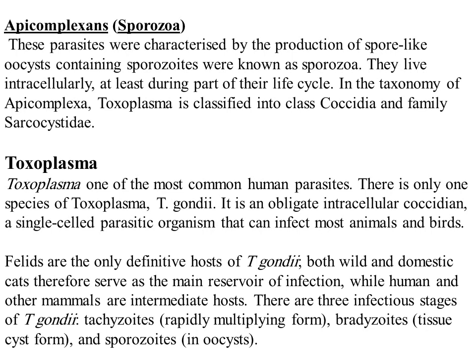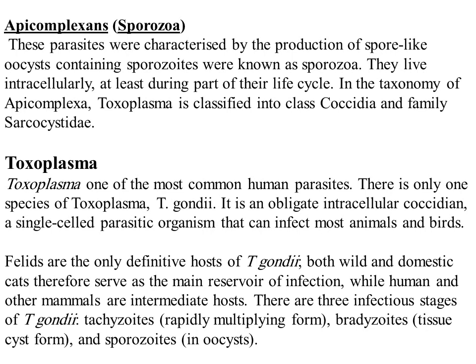In the taxonomy of Apicomplexa, Toxoplasma is classified into class Coccidia and family Sarcocystidae. I mean the phylum Apicomplexa, class Coccidia, family Sarcocystidae, genus Toxoplasma, and species Toxoplasma gondii. Toxoplasma is one of the most common parasites. There is only one species of Toxoplasma, Toxoplasma gondii. It's an obligate intracellular single-cell parasite that can infect most animals and birds.